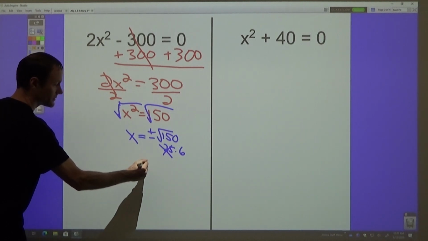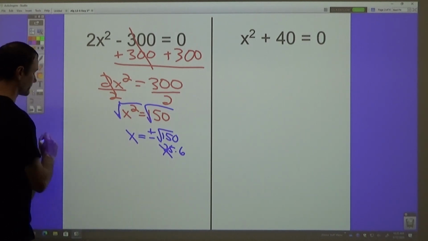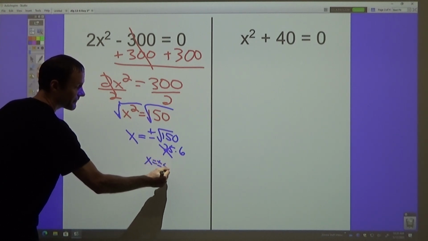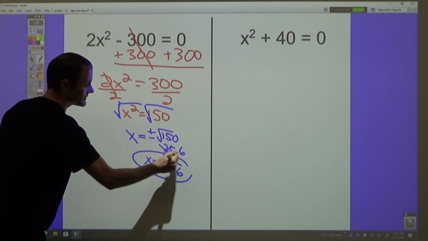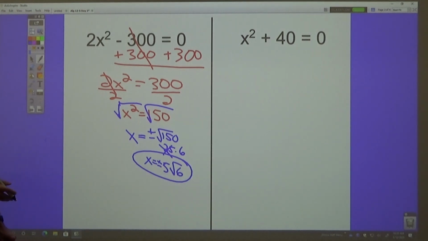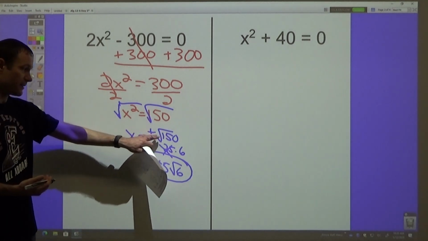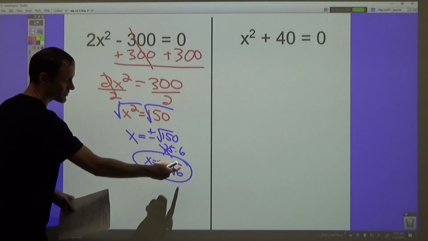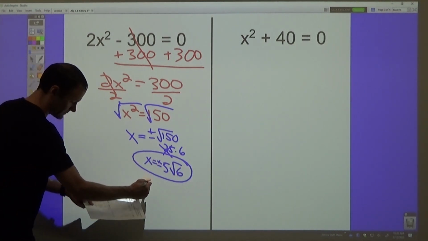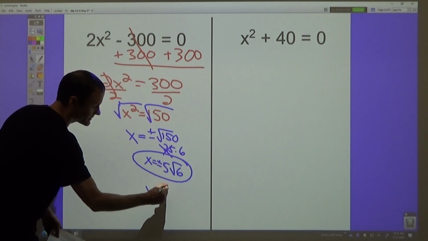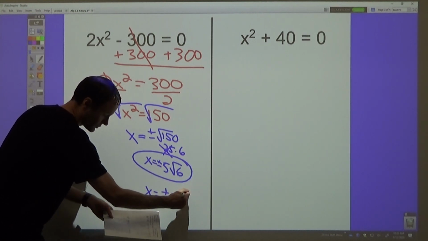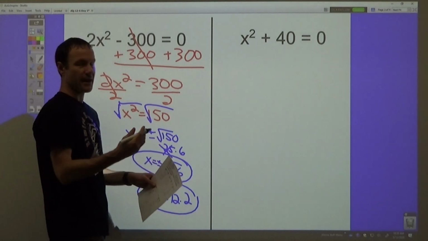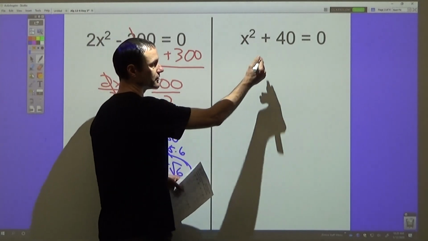So x equals plus or minus 5 radical 6. That would be your answer in simplest radical form. You could just type in the square root of 150 if you wanted to, or you could do 5 square root of 6 to make it into decimal form, and to the nearest tenth this would be plus or minus 12.2.